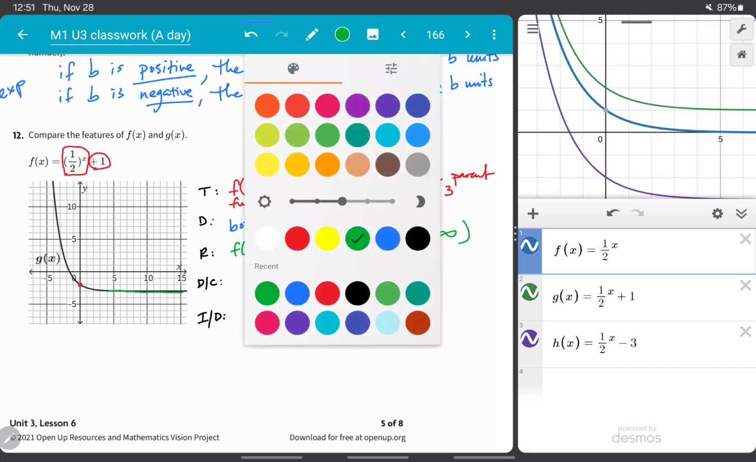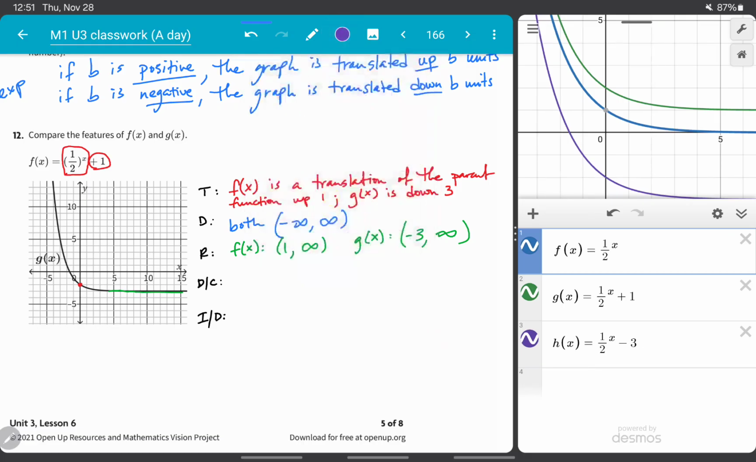All right, now whether these are discrete or continuous, these are both continuous. They are connected. And there's values in between the whole numbers or integers.